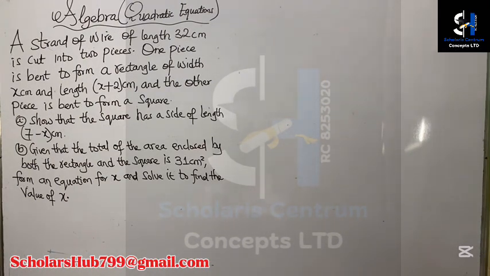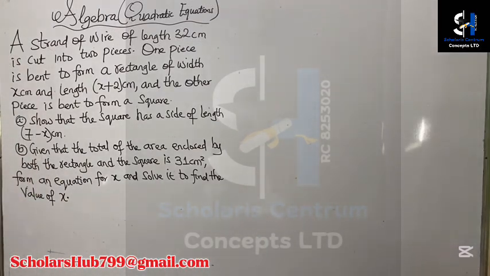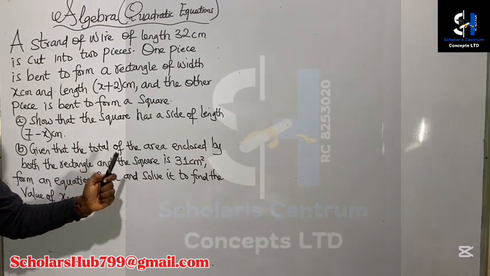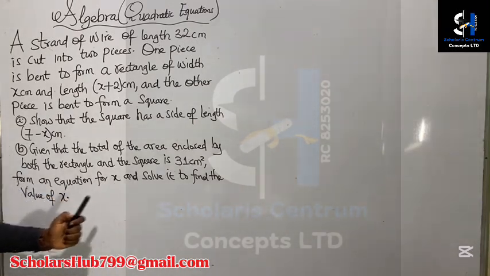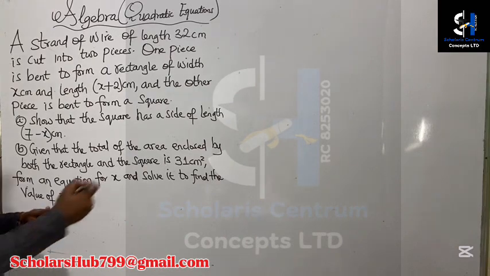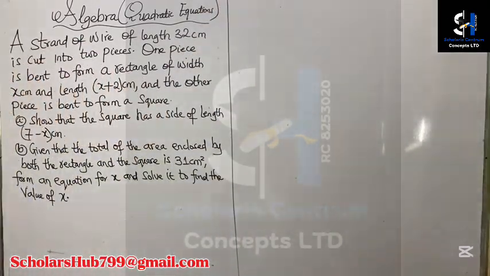Now in this case we want to show that the square has a side length of 7 minus x centimeters. The second question: given that the total area enclosed by both the rectangle and the square is 31 square centimeters, form an equation for x and solve it to find the value of x. So this is what we need to do.